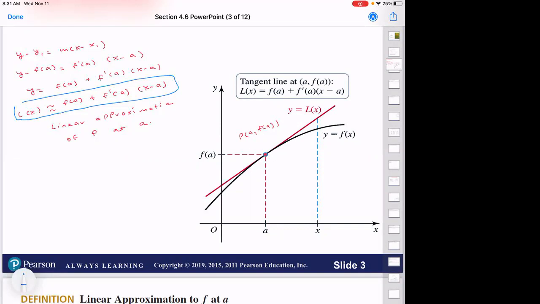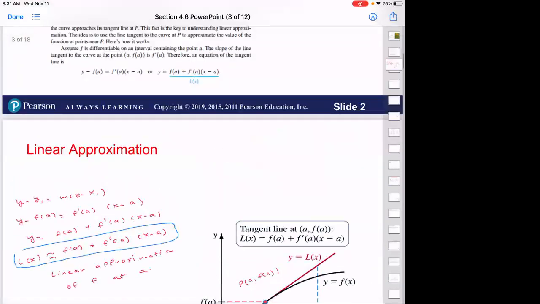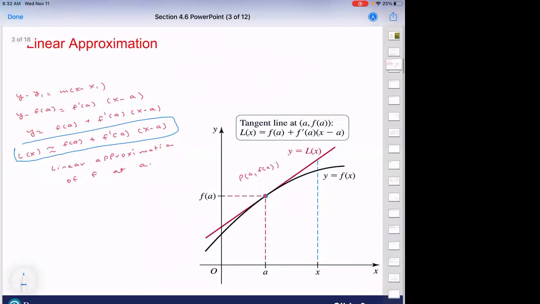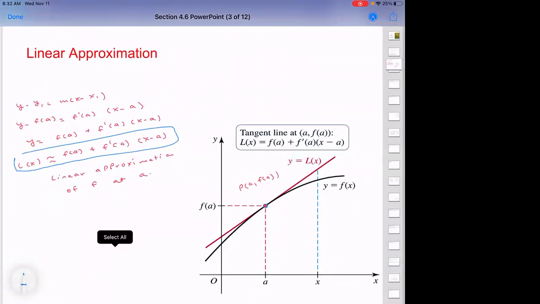The one condition here is the function has to be differentiable at the point A, like we also discussed yesterday. If the function is not differentiable at some point, let's say at some point Q, like the graph on the right-hand side, no matter how many times you zoom in, you usually get the same thing. You usually get the corner there, at which the function is not differentiable. So we need to have that condition for linear approximation. Any comment on that?